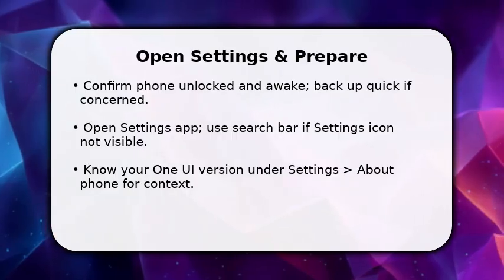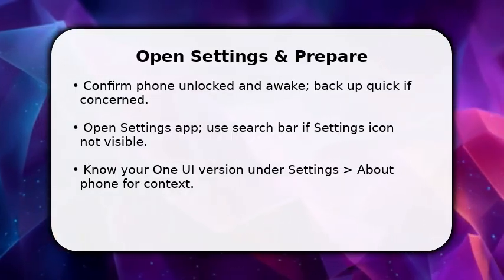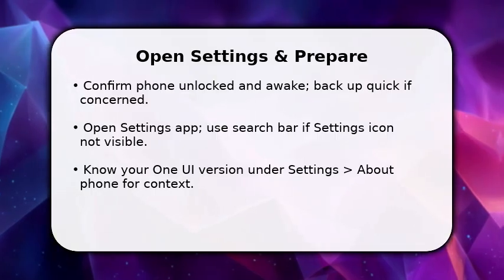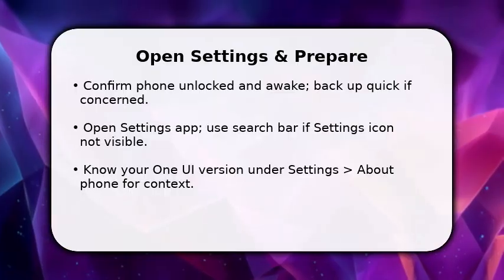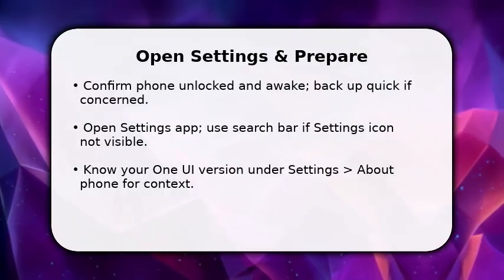You will start inside Settings. This is the only reliable path on Samsung. First, unlock the phone and open Settings right away. If you prefer, tap the search icon and type Dark Mode to jump faster.